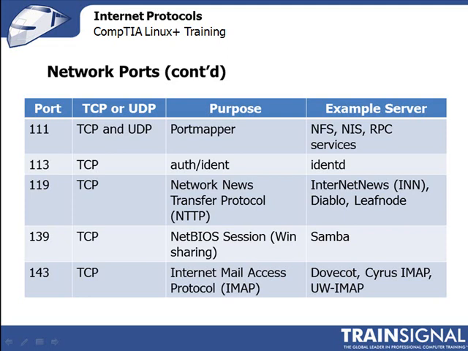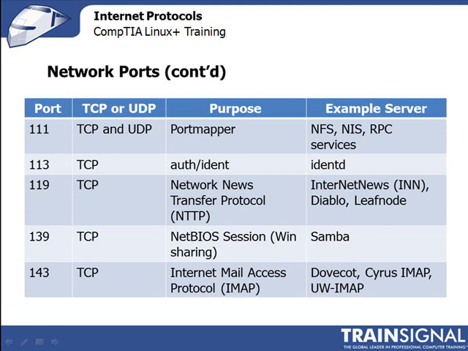Next up we have port 119, which uses the TCP transfer protocol. Its purpose is Network News Transfer Protocol, or NNTP, and example servers are Internet News, or INN, Diablo, and LeafNode. Port 139 uses TCP as well, and its purpose is NetBIOS, which is a Windows sharing program. An example server is Samba.